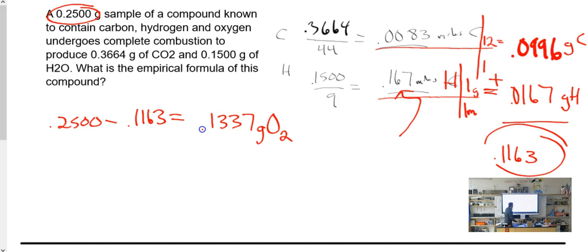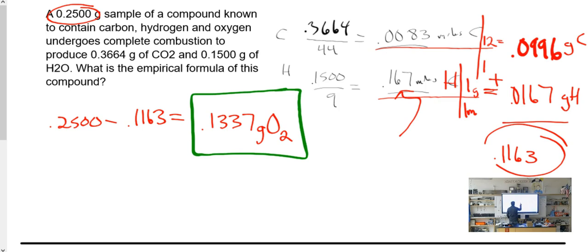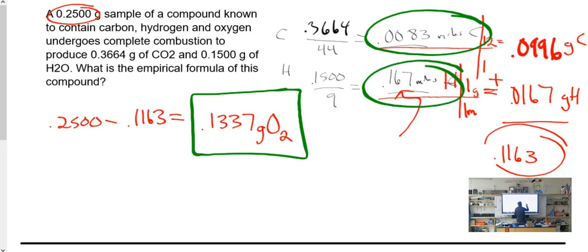So now, and I know this gets ugly, we have the grams of oxygen, and up here we had the moles of carbon and the moles of hydrogen. Remember, that's 0.0167 though. So what I need to do next is divide this by 32 to get the moles of oxygen. So let me go ahead and do that. And that's 0.0042.